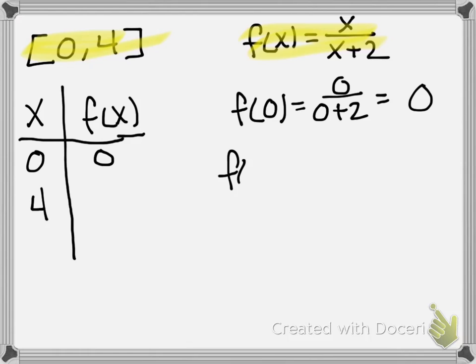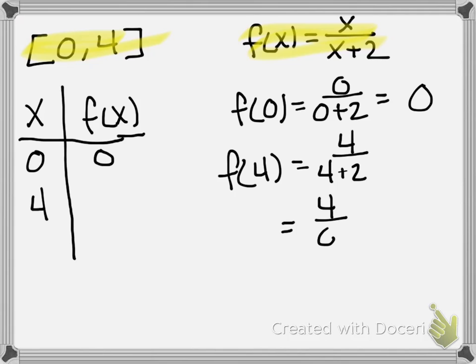And then when we do our 4, we're going to have 4 over 4 plus 2, which is going to be equal to 4 over 6, which is the same thing as 4/3. I'm sorry, my bad. That is going to be 2/3. You need to pay attention to what I'm doing.